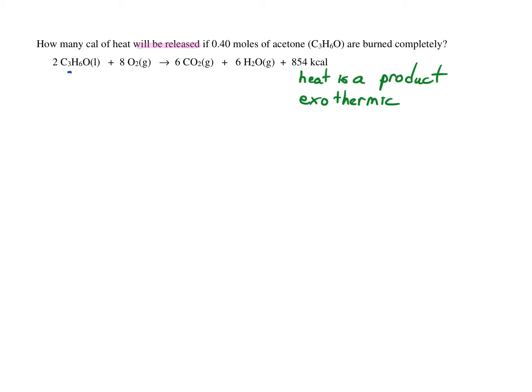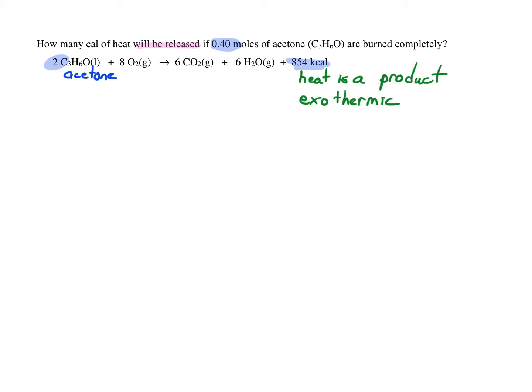We are combusting acetone, which is this compound here, and we note that when we combust 2 moles of acetone, we release this number of kcals of heat. However, in this problem, we're dealing with a different number of moles of acetone. So we're going to be using this thermochemical equation as a conversion factor.